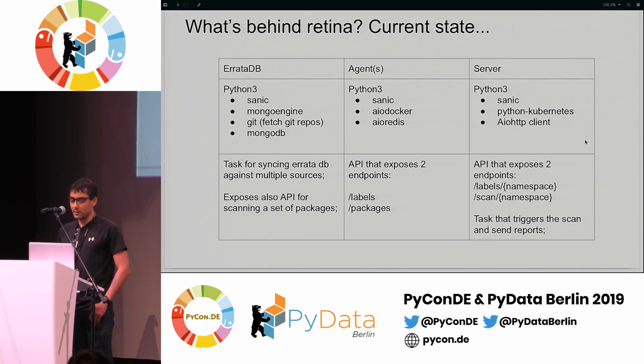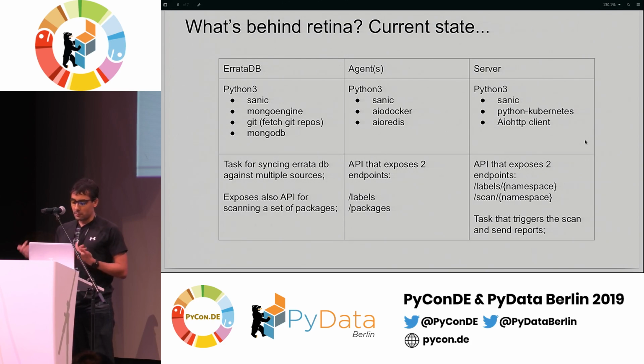Agent is also an API. It makes usage of IO Docker and IO Redis, which means that we are using async IO. And basically when you submit a request, it's able to find in a given Kubernetes node a given container and return you the list of packages or the labels of a given image on which a container is running.